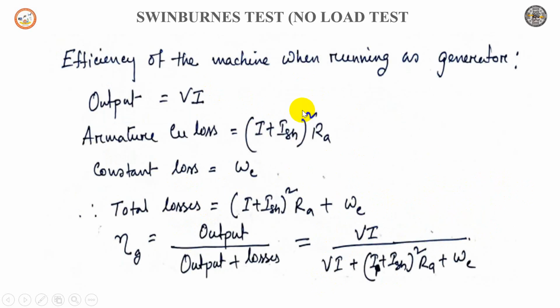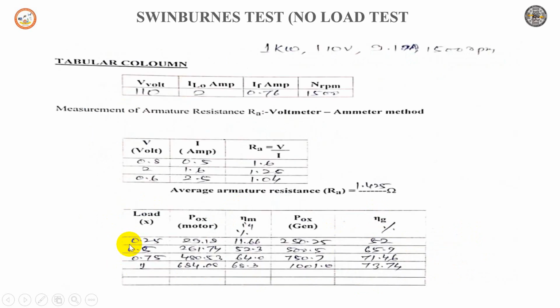Now coming to the calculation of efficiency of a machine when running as a generator. As we know, for a generator we normally know the output, which is given as VI. The armature copper loss will be (I plus ISH) squared Ra, where the constant losses are WC. Total losses will be this armature copper loss plus the constant losses. Since we know the output of a generator, the efficiency will be expressed as output by output plus losses, where the output is VI, and VI plus the armature copper loss plus the constant losses will give the efficiency.